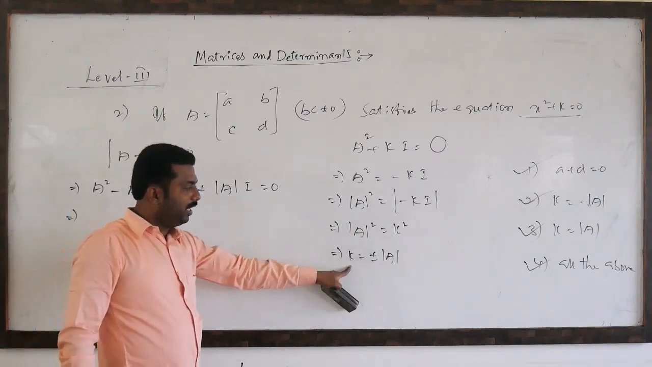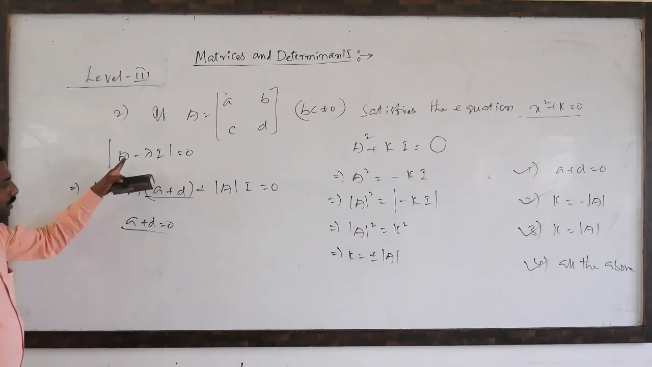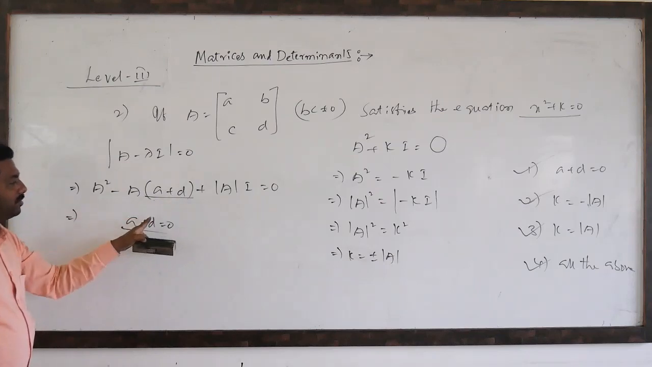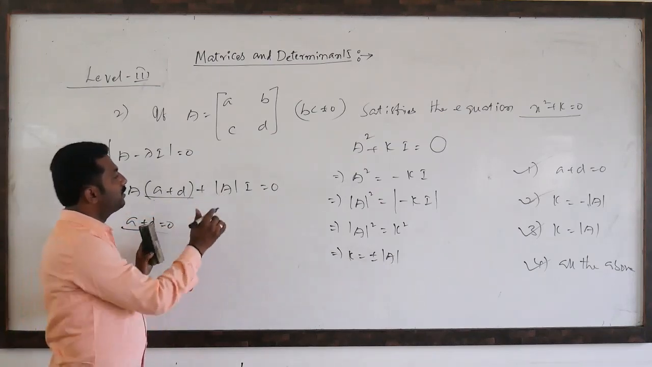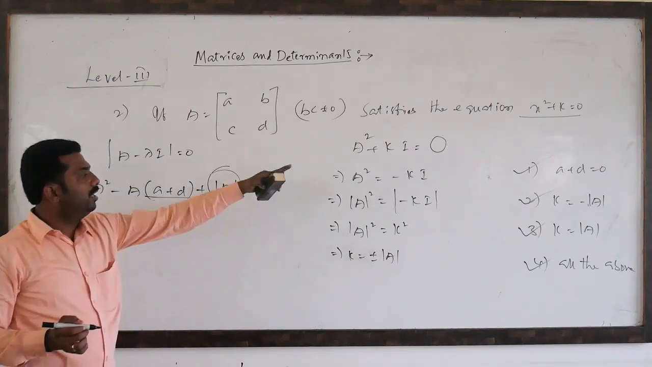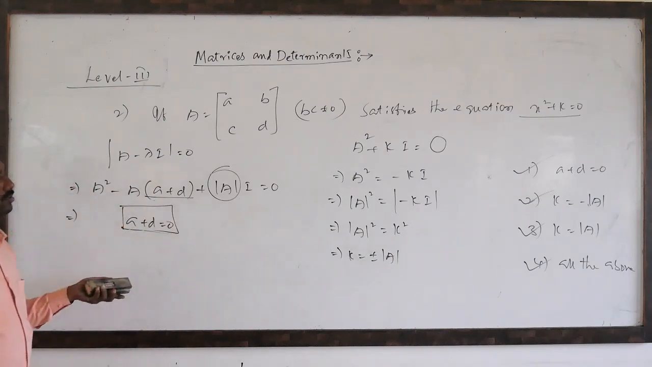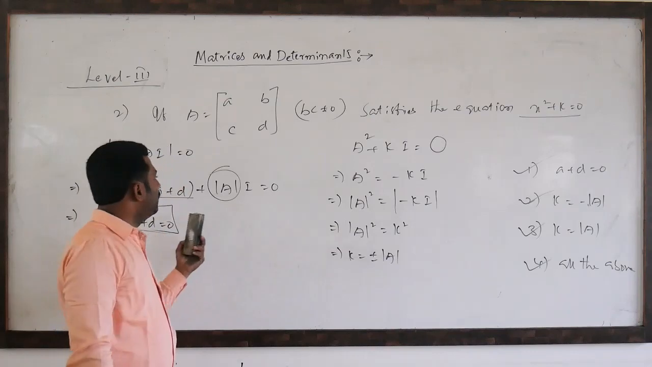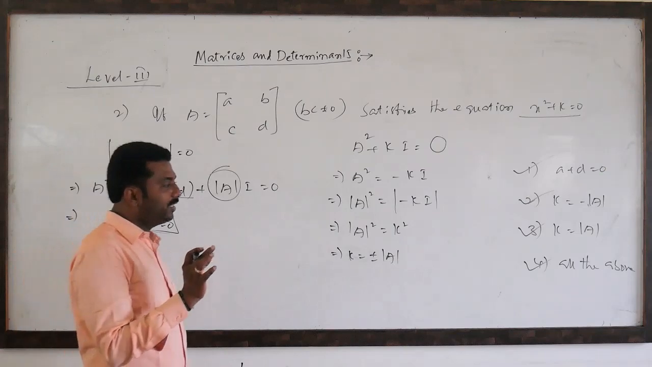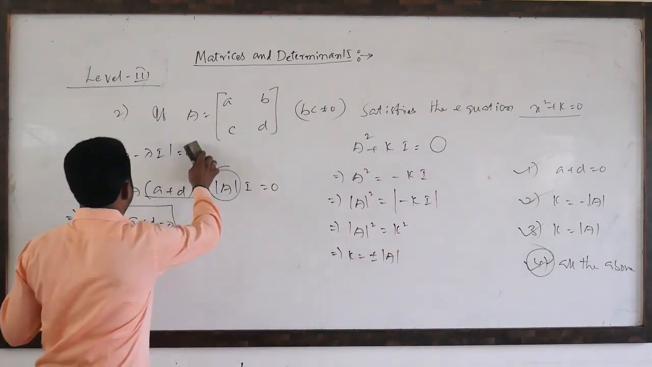So according to this equation, A squared, there is no A coefficient, so a plus d must be equal to 0. K means some determinant of A. You observe here k means determinant of A, I equal to 0. So compulsorily a plus d equal to 0. So first case, second two options. Second case, first option. So finally all the above options will come. So finally the answer is all the above. Next.